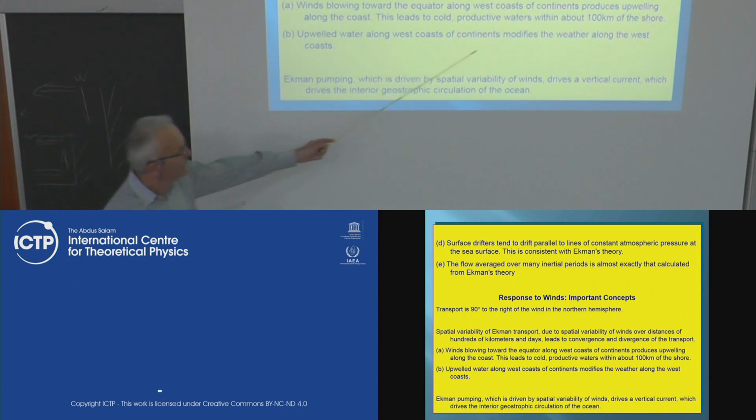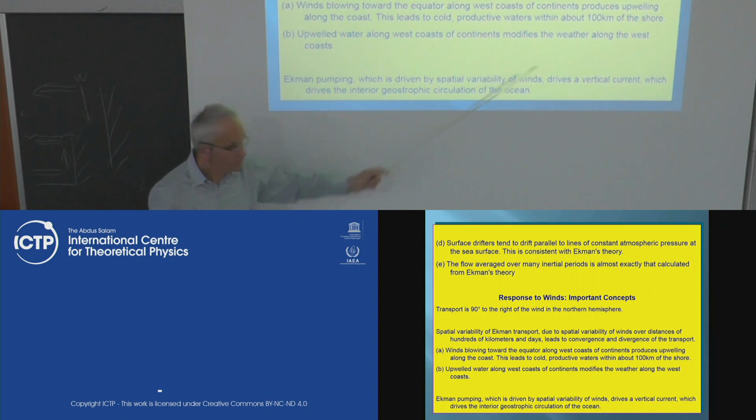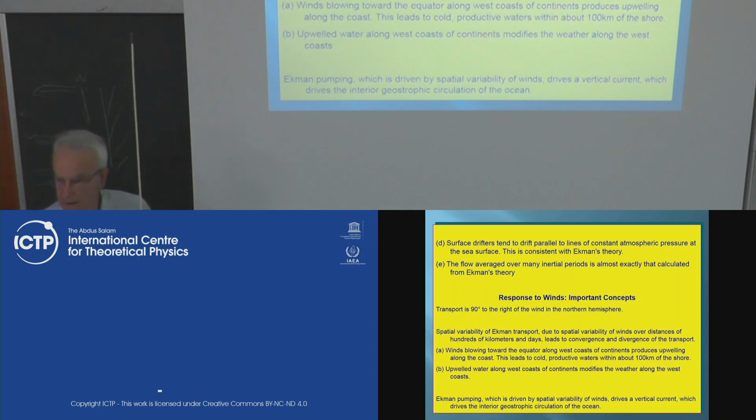Why does it influence the weather? It influences the weather because bringing cold water from deeper layers means also bringing cold water to the surface.